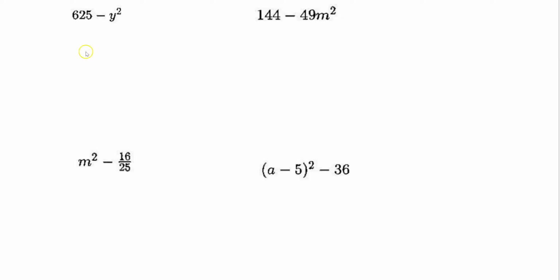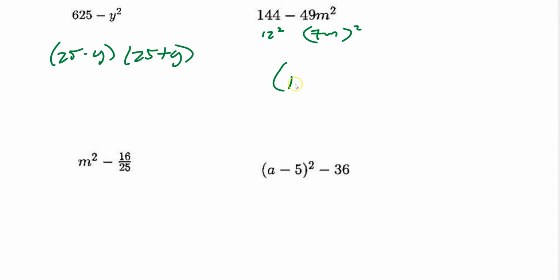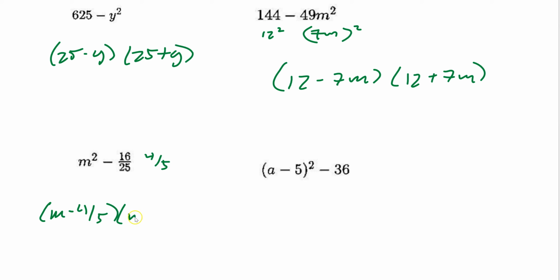Over here, the square root of 625 is 25, so 25 minus y, 25 plus y. It even works when there are numbers in front. This is 12 squared and this is 7m squared. So 12 minus 7m, 12 plus 7m. It works with fractions too. The square root of that is going to be 4 over 5. So m minus 4 over 5, m plus 4 over 5.